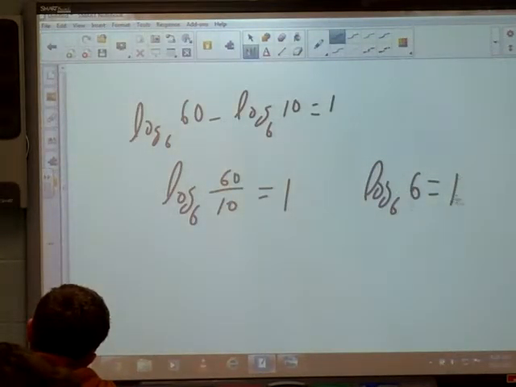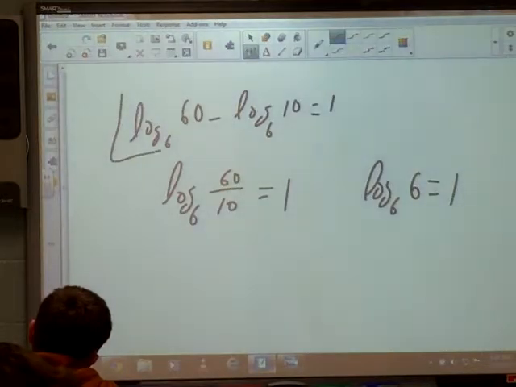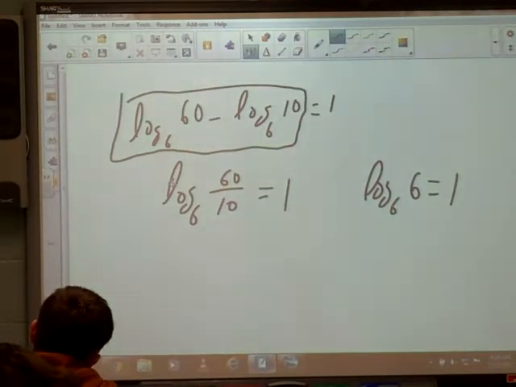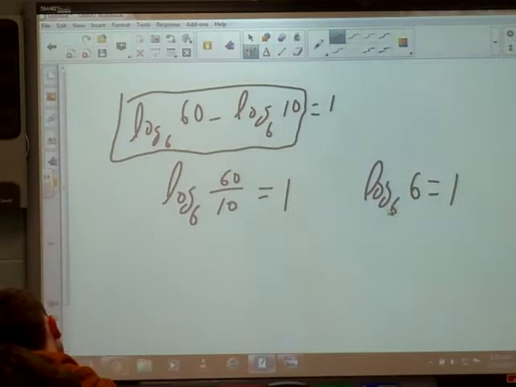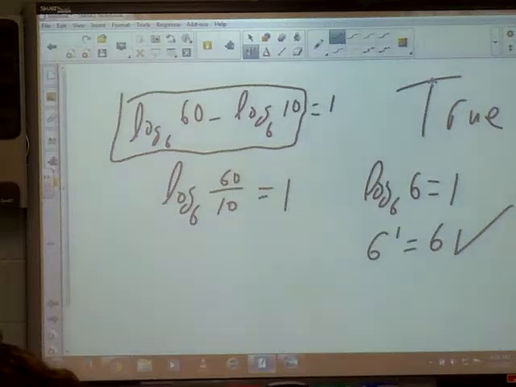That's log form. Now, you could have used your calculator; you technically could have typed that into your calculator and seen if you got 1 or not. Also, I'm going to put it in exponential form. My base is 6, my exponent is 1, and my number is 6. Does 6 to the first equal 6? Yes. True.